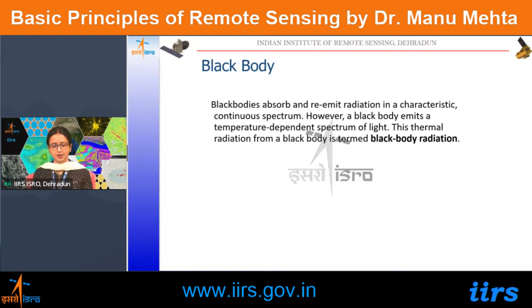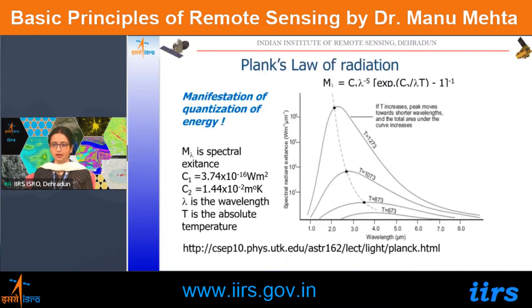coming to the next topic, which is black body. So black bodies are idealized objects. No such object exists in nature, but these are idealized objects that absorb and re-emit radiation in a characteristic continuous spectrum. But this spectrum is temperature dependent. How? Let us see with the help of the basic law, which is Planck's law.